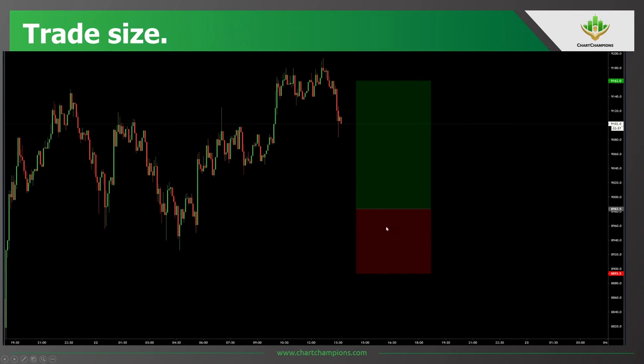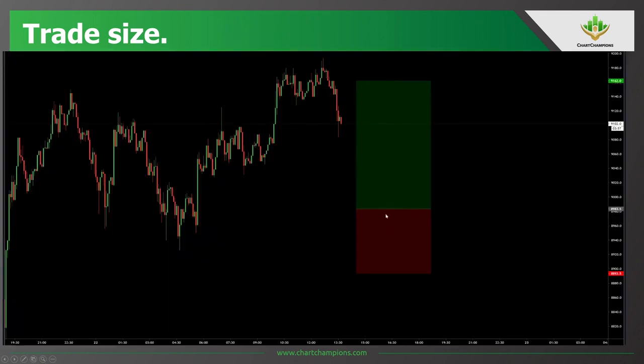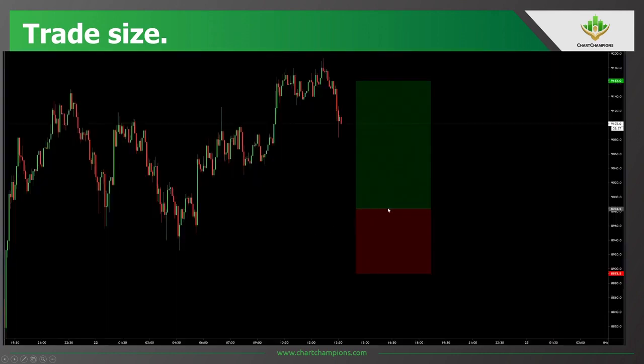Again, if this was 1.3% or 3%, then we would be changing this number to the percentage that we're using. If our stop loss was 3% away, we would do 3 divided by 100. Here it's 4% away. So we take the formula 54 divided by, in brackets, 4 divided by 100, which is 54 divided by 0.04, and that equals 1,350. We're getting 0.04 from 4 divided by 100. So 1,350 is what we will place at the entry.